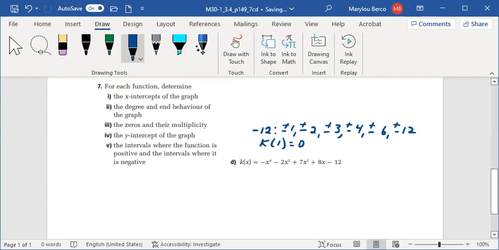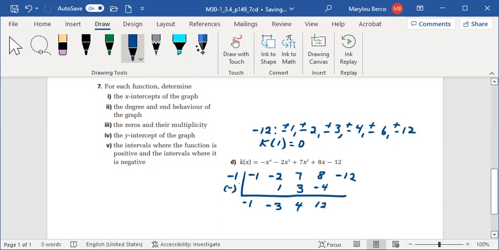So we have 1 outside, and -1, -2, 7, 8, and -12. Okay, we're subtracting. Let's bring down the -1. -1 times 1 is -1. -2 minus 1 is -3. -3 times 1 is -3. 7 minus 3 is 4. 4 times 1 is 4. 8 plus 4 is 12. And 12 times 1 is 12.